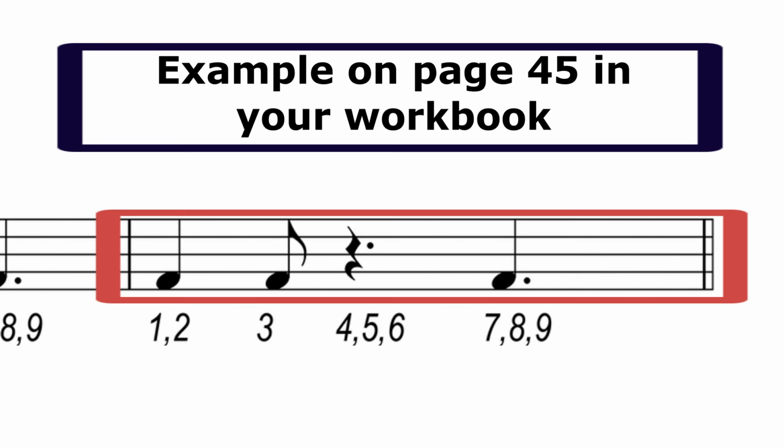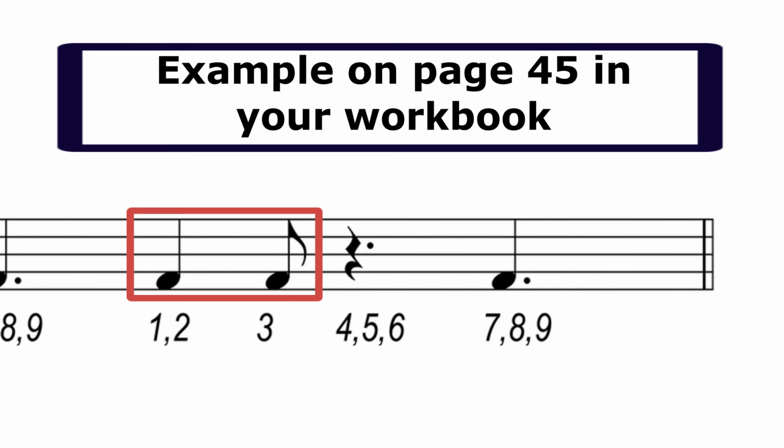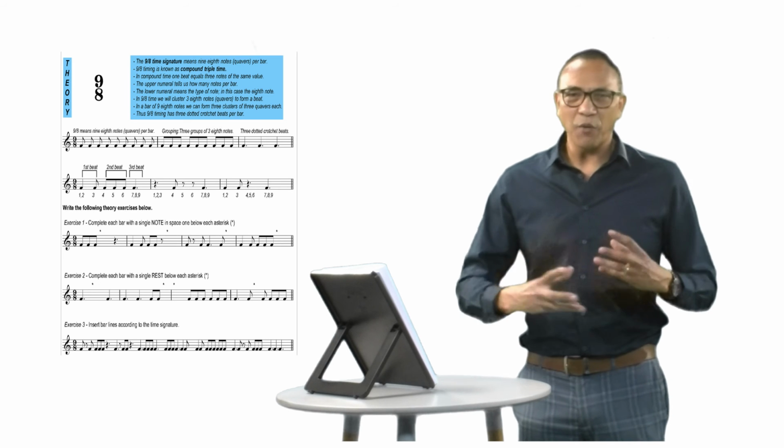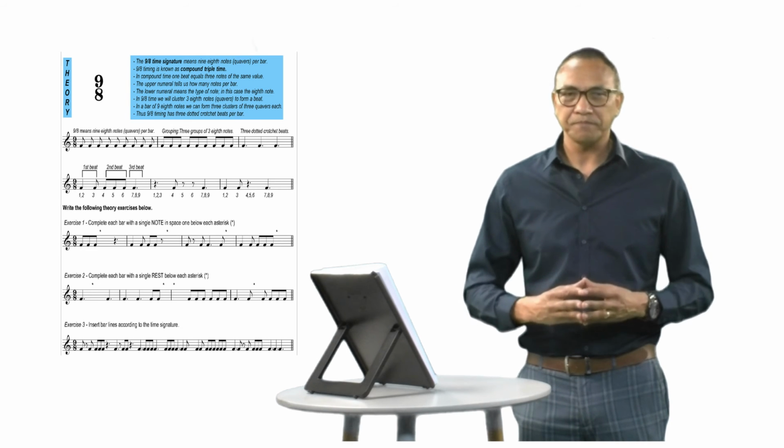In bar 3, same as for bar 1, the first 2 notes form the first beat. The sa-e, the second beat, and the ta-e, the third beat of the bar. And that is how we analyze the bars.